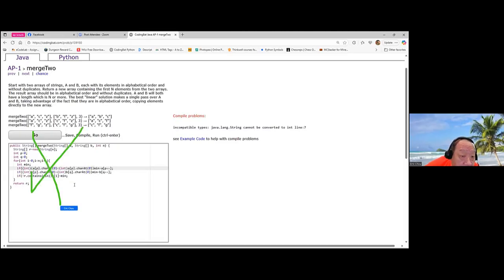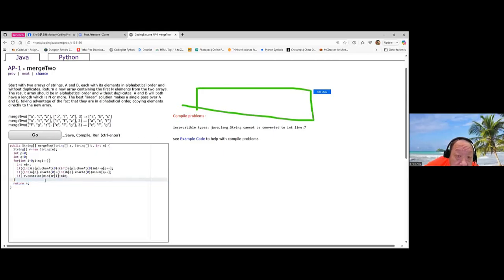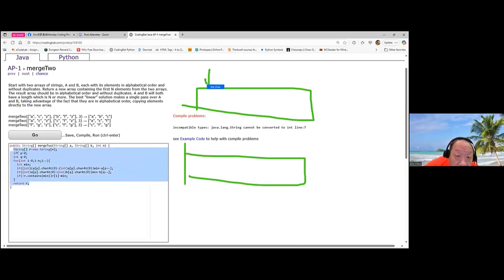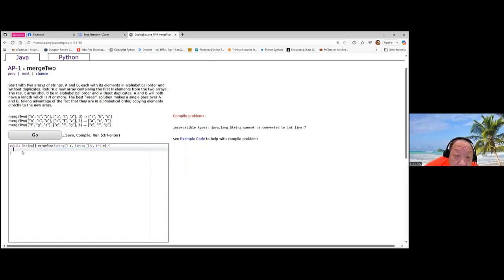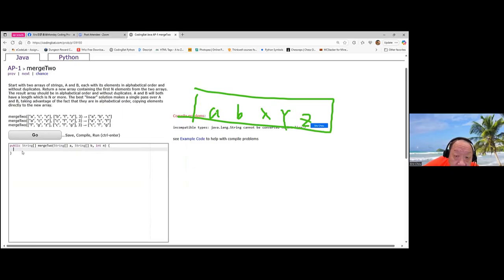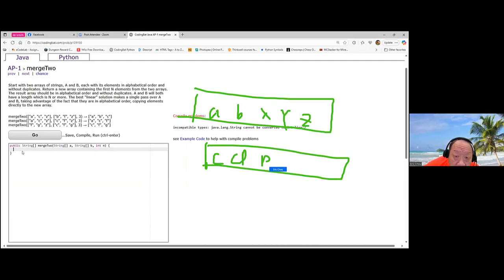You keep doing this, you are not going to get out. This problem is not as easy as you think, because your problem right now is you do have a later. This one may be A, B, X, Y, Z. This one may be C, D, P, Q, R.